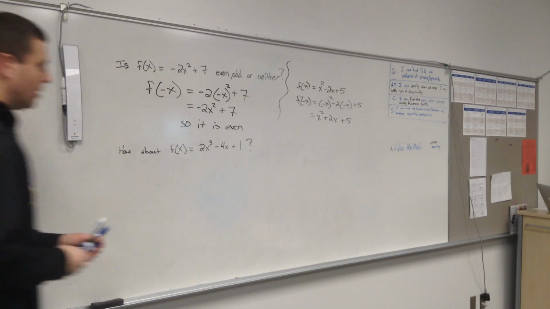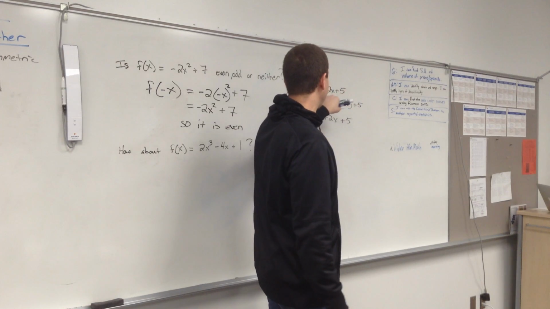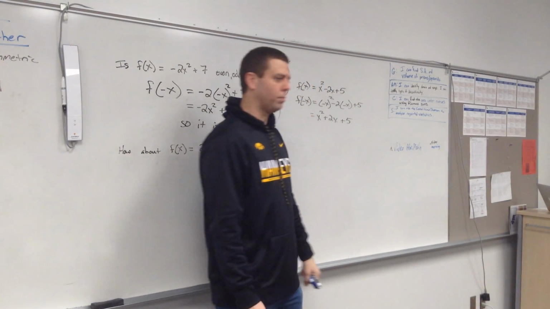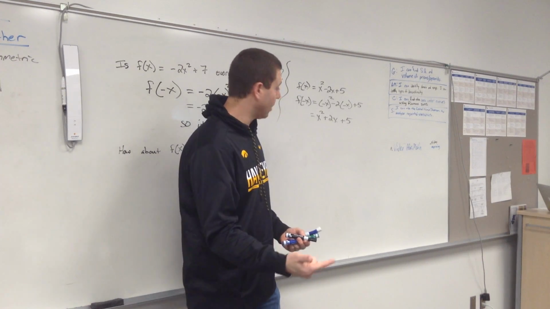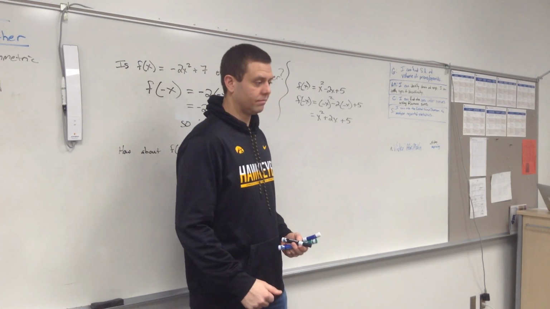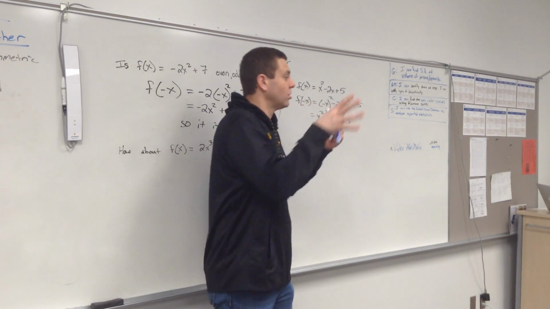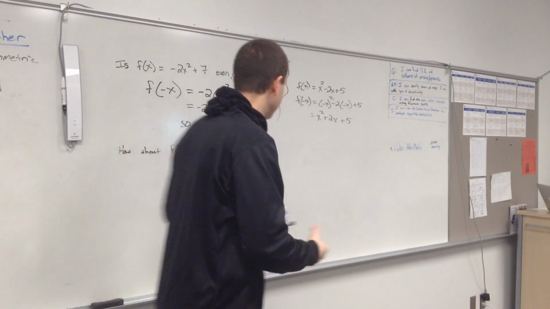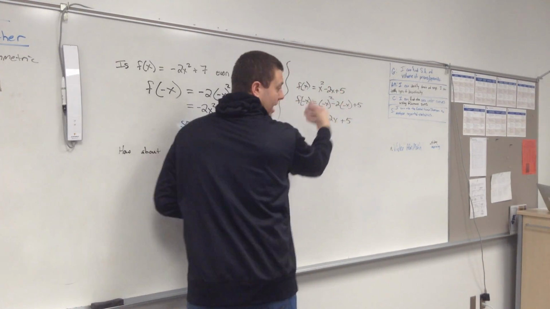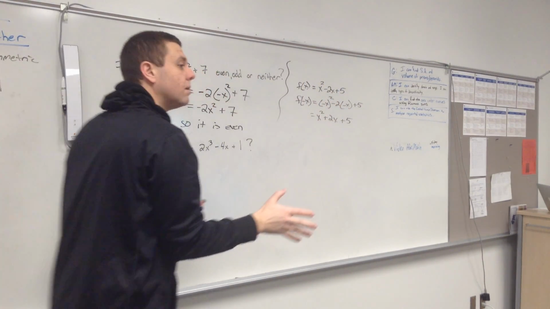Okay? What's the opposite of x squared minus 2x plus 5? Flip the signs. Negative x squared plus 2x minus 5. Okay? The opposite of a function means every term is its opposite, right? And this one's odd. That's when it's odd. But this one's neither, because it's not opposite and it's not the same. So therefore it's neither.